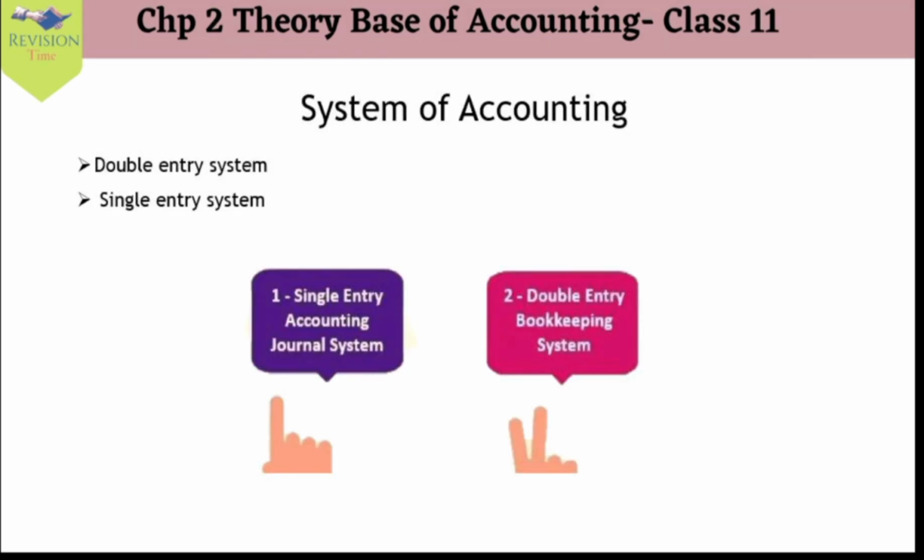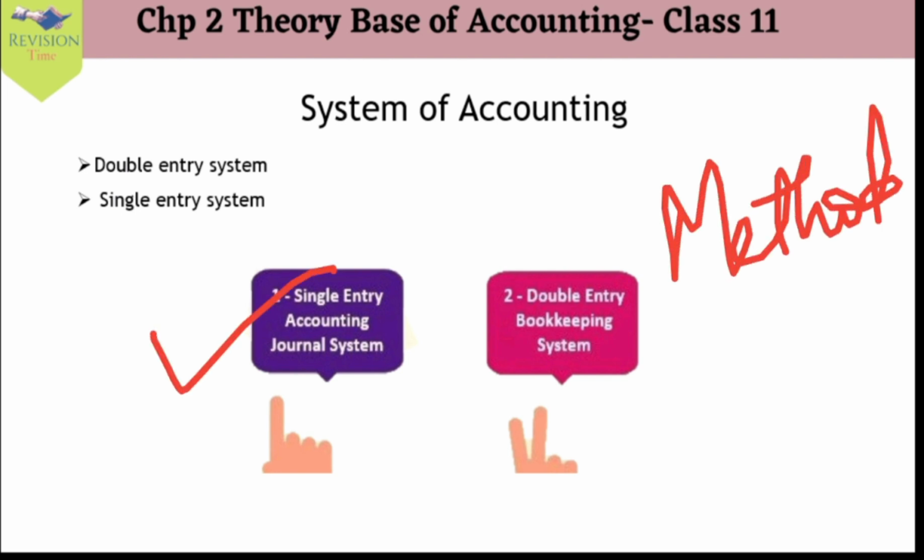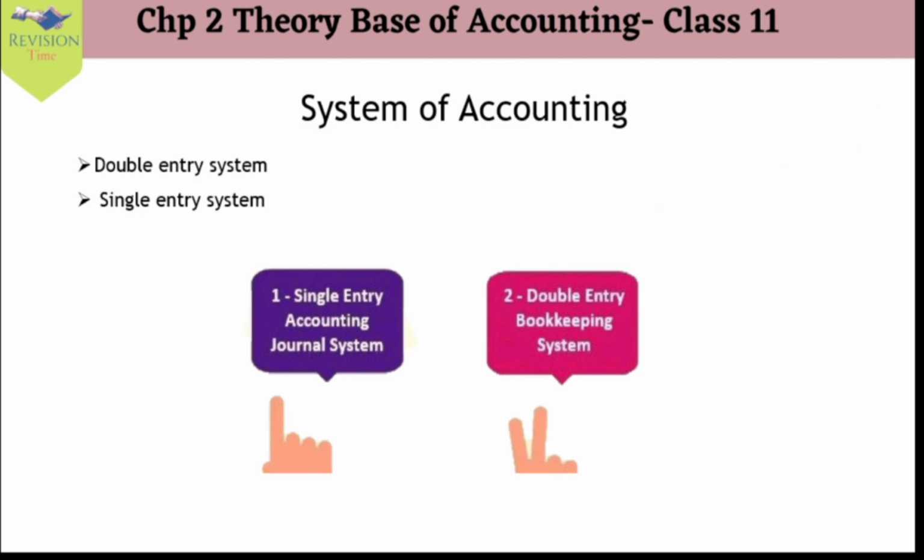First, we have system of accounting. System of accounting means the method of recording financial transactions in the books of account. There are two methods. One is single entry system of accounting and the other one is double entry system of accounting. What does this mean?